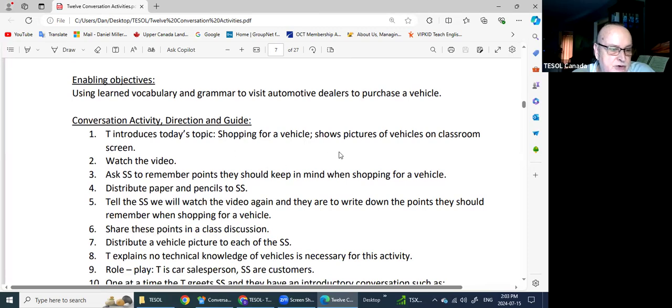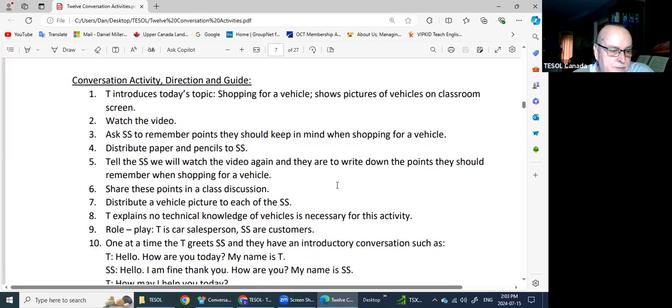So the teacher starts off introducing the topic, shopping for a vehicle, showing pictures of vehicles on the classroom screen, and then we watch the video. Ask students to remember points they should keep in mind when shopping for a vehicle. Distribute paper and pencils to the students.